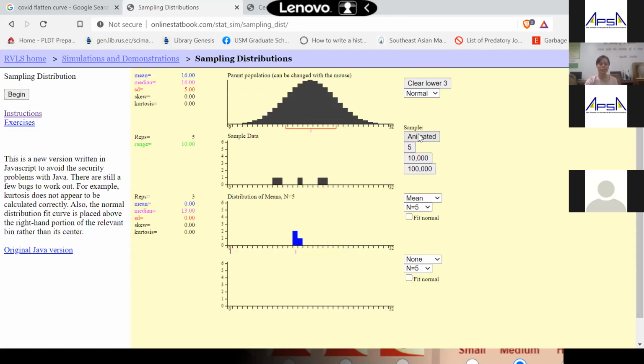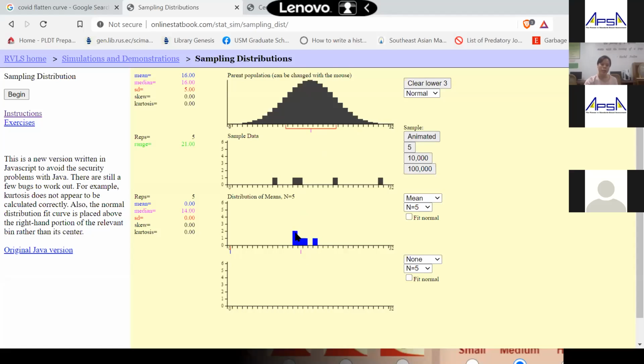Nakikita natin, every time you get a sample, it can result in a different sample mean. Nagkakataon na nababago yung sample mean depending on which of these 5 you choose. Random lang naman yan. Every time you get a sample of 5, you get the mean. Okay? Titingnan natin, yung mean kaya natin, is it an accurate representation of the true mean?